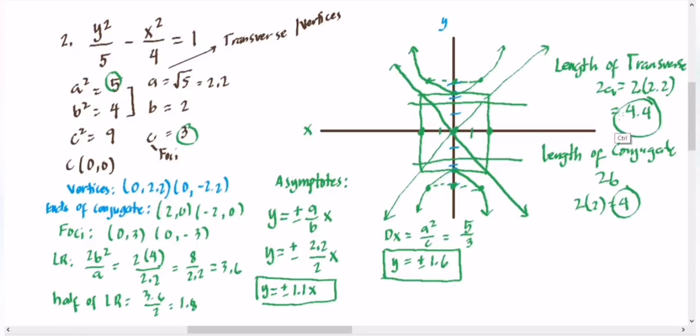So yung dalawang values natin. Ang transverse natin dito ay vertical. Yan kasi yung line na nagko-connect sa A values natin, yung 2.2. Ito naman yung conjugate, yung nakahiga. Okay? So yun yung magiging final image ng hyperbola natin. The equation of that is y squared over 5 minus x squared over 4 equals 1. Thank you.